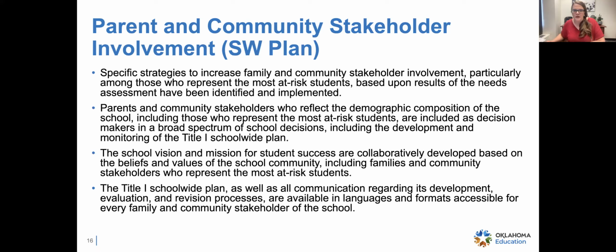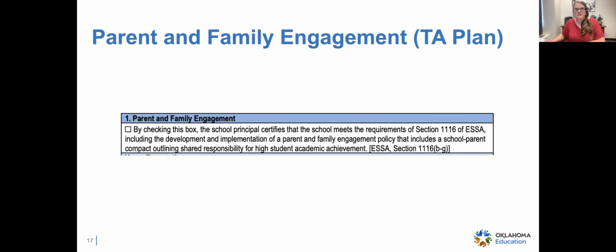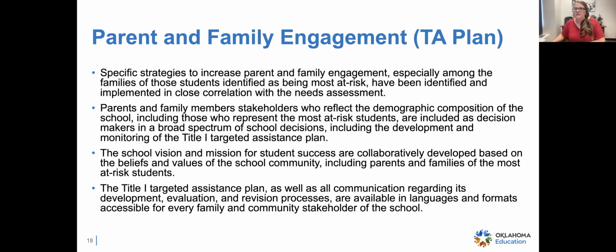Okay, we are going to talk about parent and family engagement, which is kind of the little twist on that stakeholder involvement for targeted assistance schools. The difference here is really that you are targeting a specific group, okay? And so those families that you've identified, or those students that you've identified for targeted assistance, that parent group is probably going to have specific needs and specific strategies that are going to work with them. So you're going to want to ensure that your parent and family engagement piece is specific to that group.